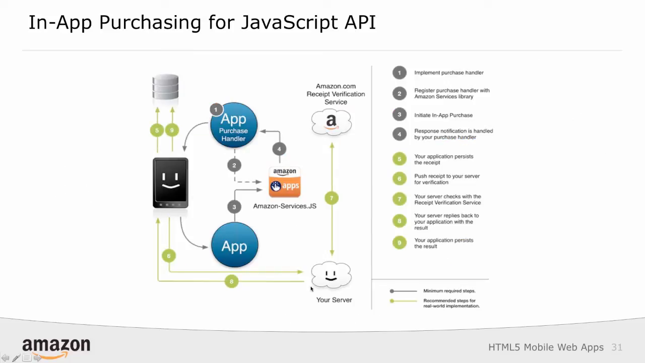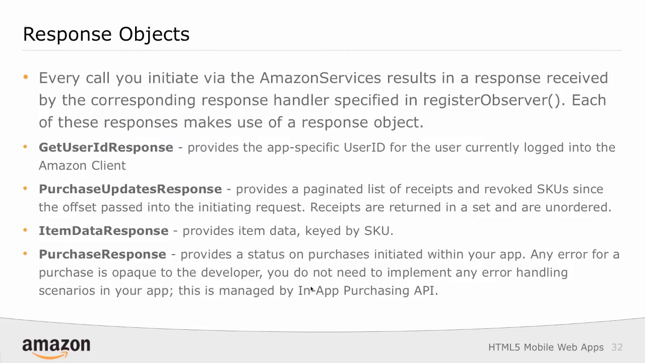And the way that an in-app purchase is going to work through the JavaScript API is you're basically going to have an app purchase handler, and you're going to call out to the Amazon service JS. I'm going to show you what that code actually looks like that we're pulling from the web. So let's just take a quick look at some of the APIs before I drop into the code.